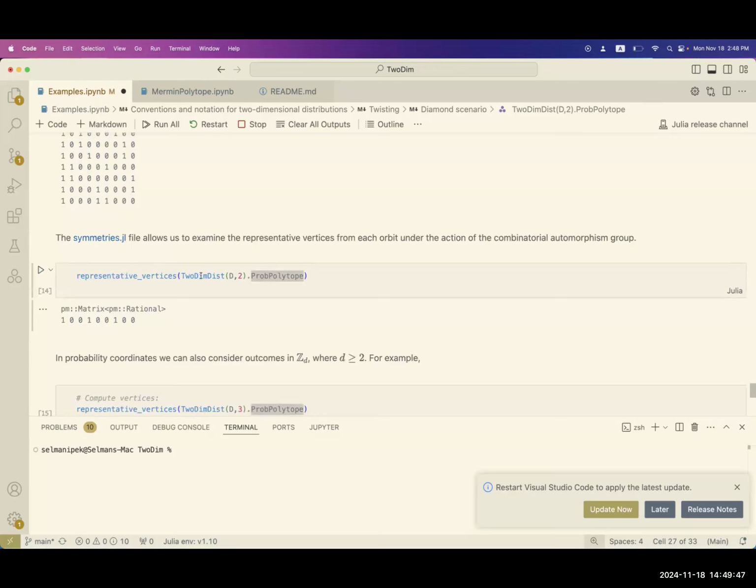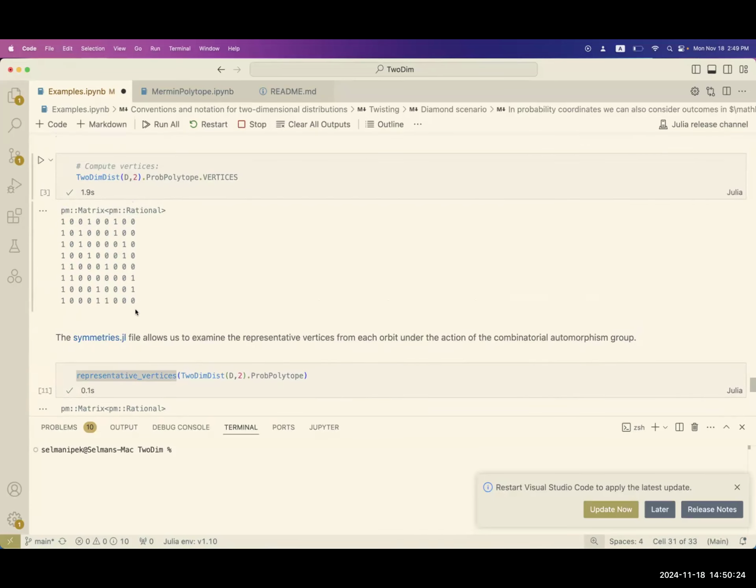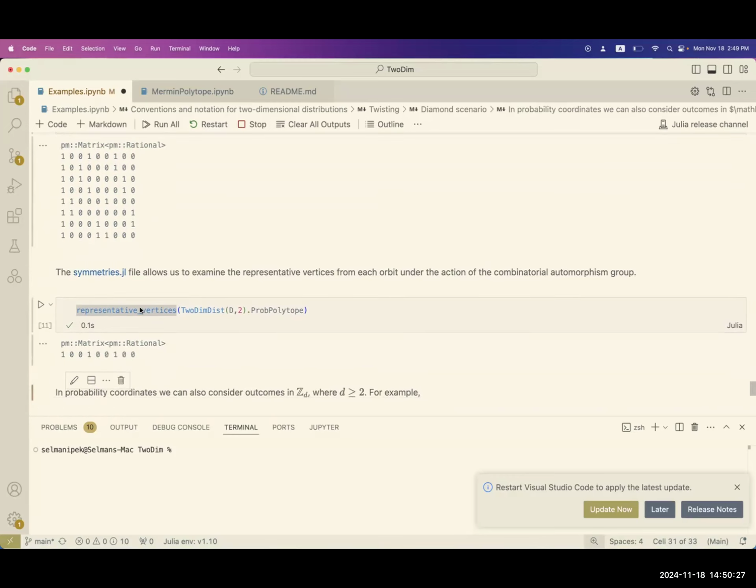Okay, so we also have the possibility of finding representative vertices. So these are vertices that are in the same orbit under this symmetry group that's called the combinatorial automorphism group. Basically, you can find this symmetry. It's just the automorphisms that map the polytope into itself. So up to the action of the symmetry group, we have one per orbit, which is expected because when you look at these vertices, they're all very similar. In fact, they're in the same orbit.